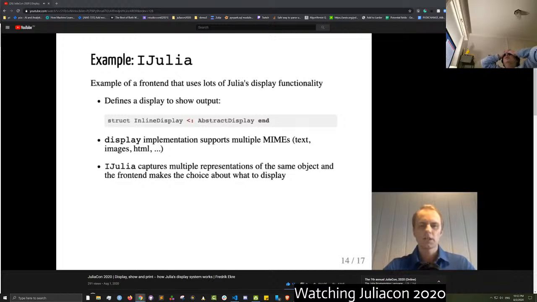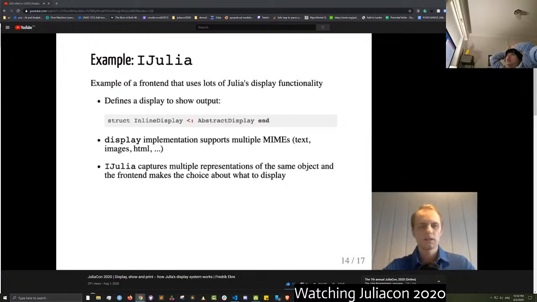And IJulia actually captures multiple representations of the same object, and then it's up to the front end to decide which of these representations is being displayed or shown to the user. So if you show a notebook in the browser, for example, you might see image output, but if you show a notebook in a terminal or in a REPL, then you might instead see the text output.